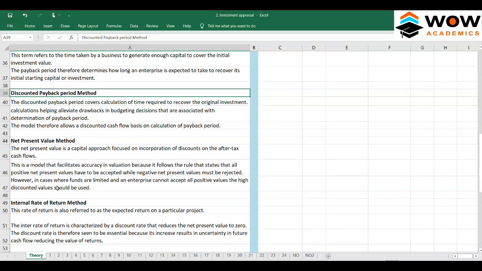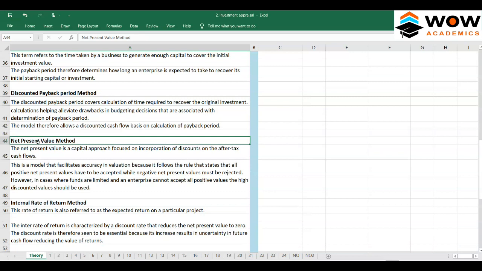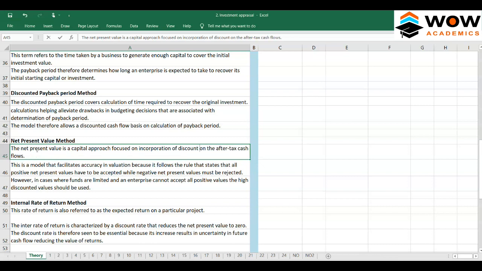The theory here is that the net present value method is a capital approach focused on incorporation of discounts on the after-tax cash flows. So we are going to apply discount factors on after-tax cash flow and get the answer. This is a model that facilitates accuracy in valuation because it follows the rule that all positive net present values have to be accepted while negative net present values must be rejected.